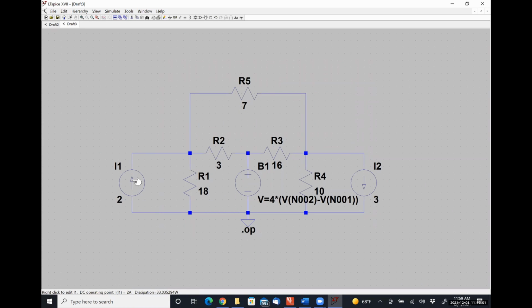The power absorbed by the 2 amp source didn't change at all. The power absorbed by the dependent source didn't change at all. The voltage drop over R5, the 7 ohm resistor, also didn't change. We would just have to simply take this nodal voltage at node 2 minus the voltage at node 1 to give us that VX, and it would still give us -5.7 and so on.